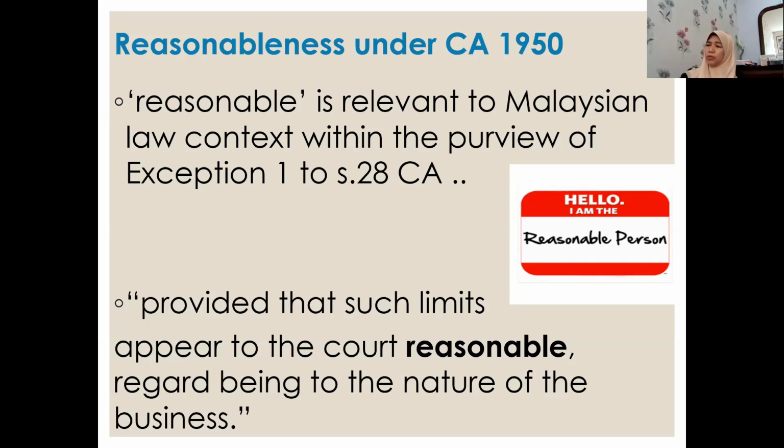If you refer to your Contracts Act, go to exception 1. You read through exception 1, and then there is a proviso from the word provided. Provided that such limits appear to the court reasonable. That's the word reasonable, regarding the nature of the business. So if the local limit is reasonable, then the court will allow such restraint, which is a saving of agreement. So it's possible to put restraint clauses within that particular situation.